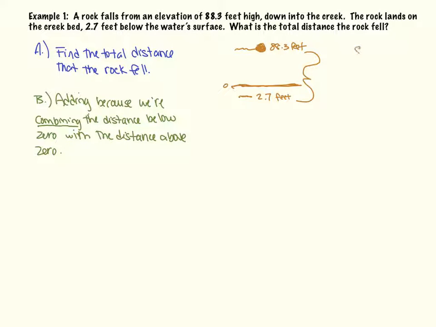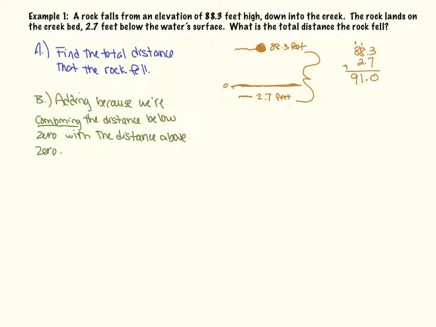So over here, let's show 88.3 plus 2.7. Since we are adding, we line up the decimals. 7 plus 3 is 10. 8 plus 2 is 10, plus the 1 is 11. And then 8 plus 1 is 9.